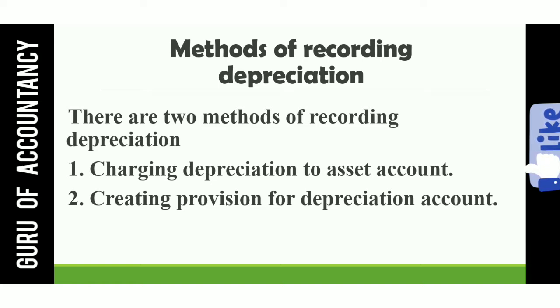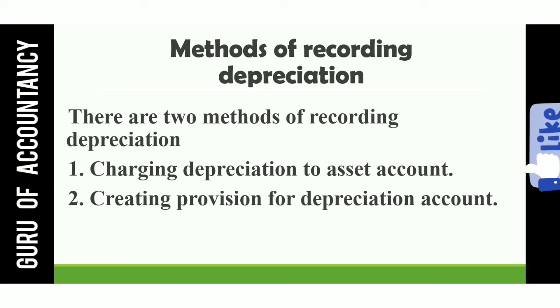So we understood two methods of calculating depreciation. One is fixed installment method, that is straight line method, and the second is reducing balance method, that is written down value method. So these two methods are useful for calculating depreciation. Now we are going to understand methods of recording depreciation. Depreciation is one type of non-cash expense. How to pass the journal entries of depreciation, that you will learn in the methods of recording depreciation.